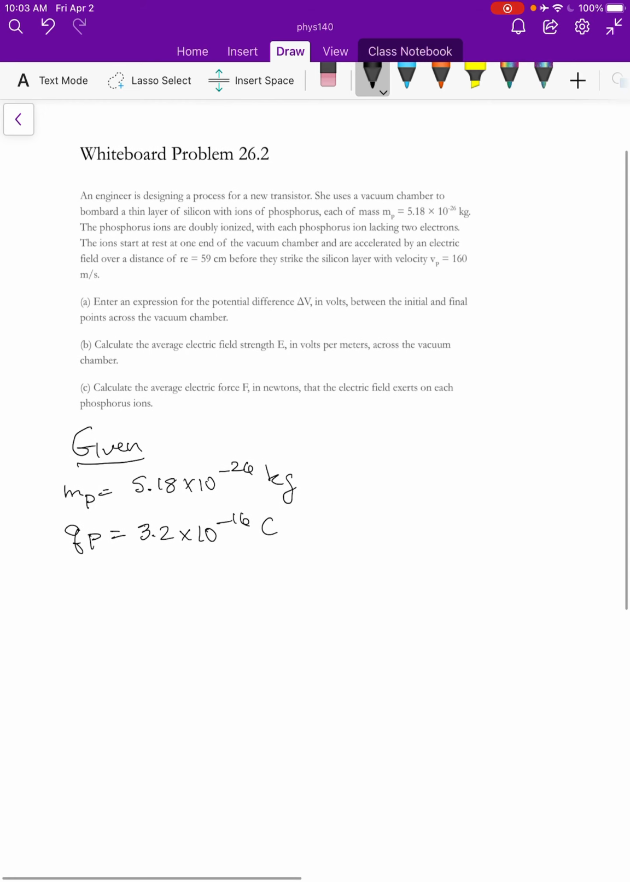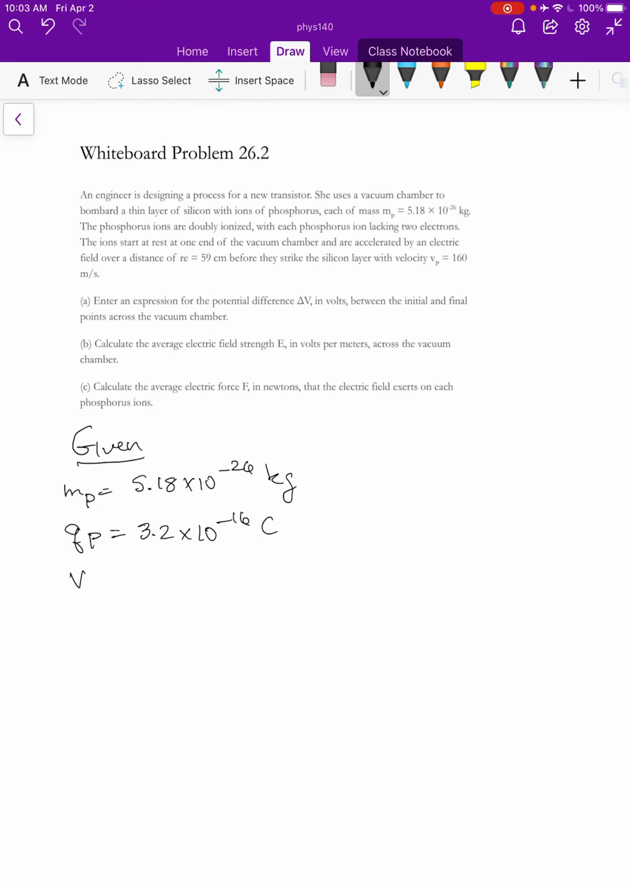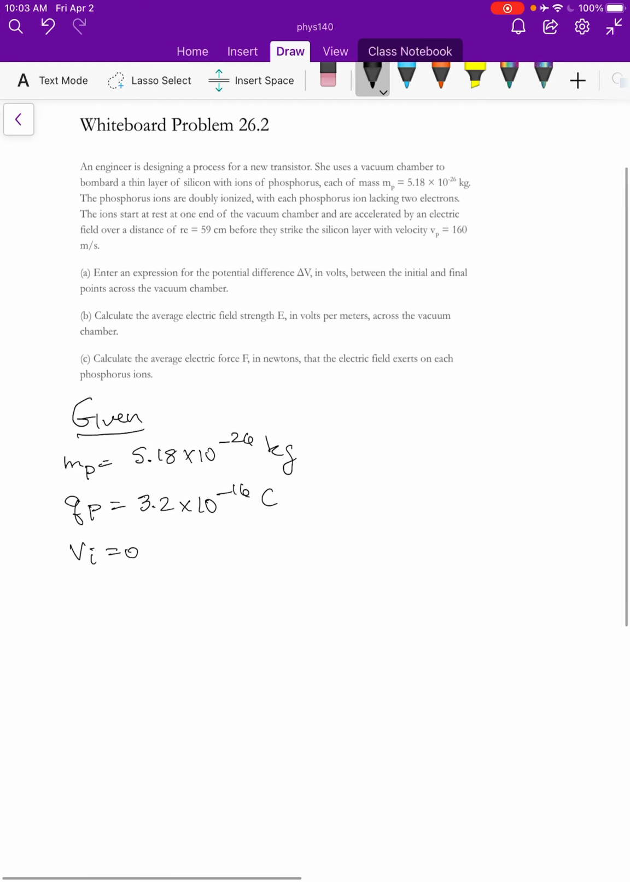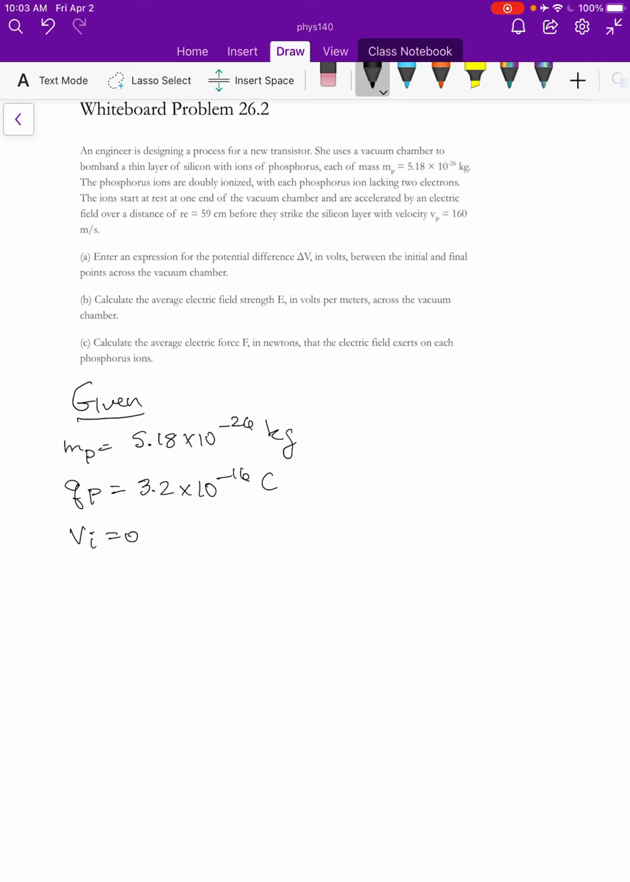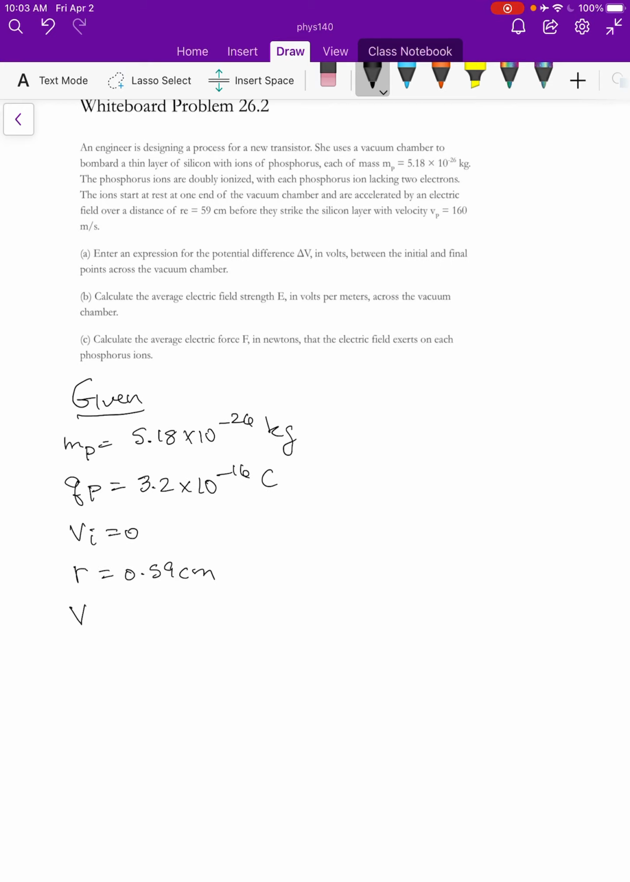The ions start at rest at one end of the chamber, so V initial equals 0, and are accelerated by an electric field over a distance of 59 centimeters. Okay, and they strike a silicon layer with a speed, or velocity, of 160 meters per second. That's pretty fast. Okay, and then we have to find the potential difference. But first, let's do our diagram, right?